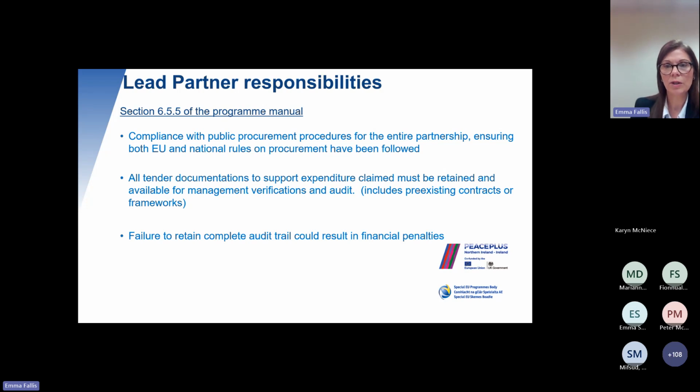So you need to make sure whenever you're deciding to utilise one of those contracts that your activity is within the scope of that procurement exercise, and also that all the procurement documentation is readily available and can be accessed and viewed for audit. If you know that the documentation isn't going to be accessible, you should not be using it, because otherwise you will be incurring financial penalties for not providing the information. Again, failure to retain a complete audit trail will result in financial penalties.